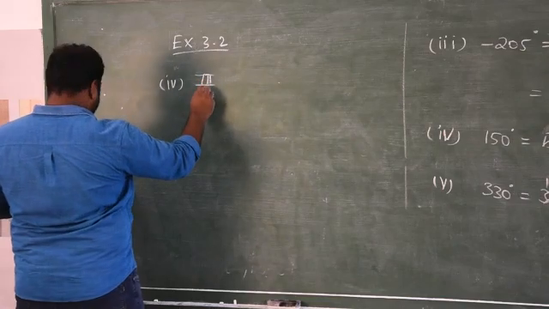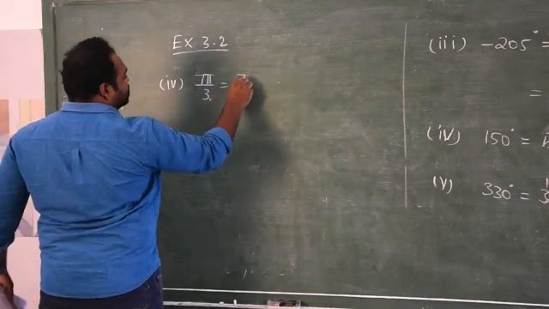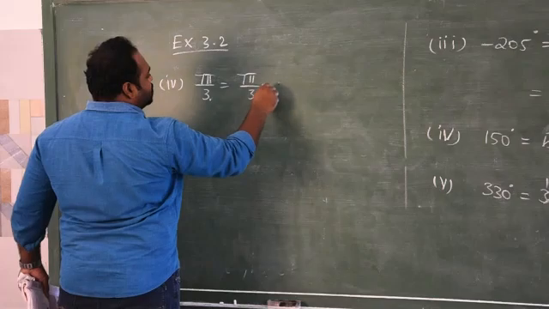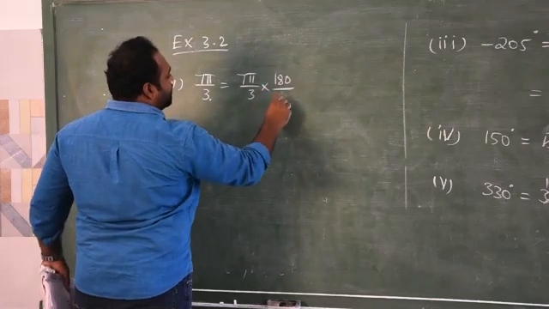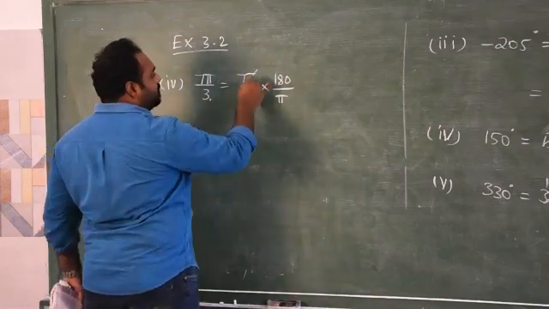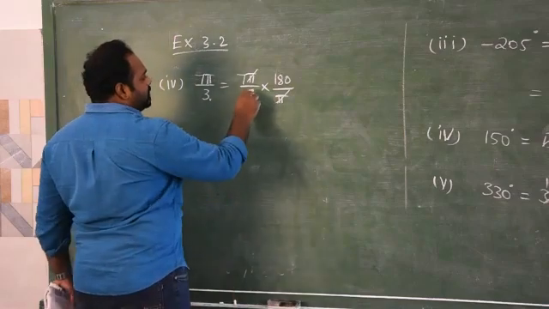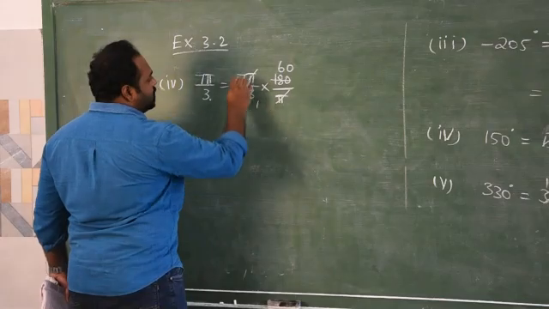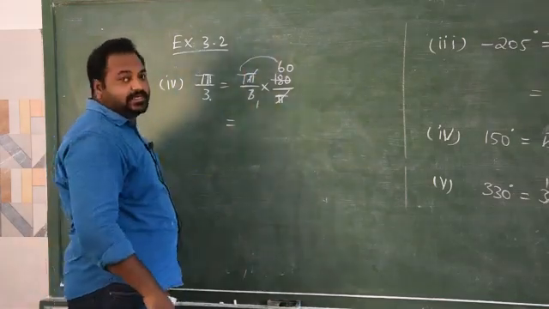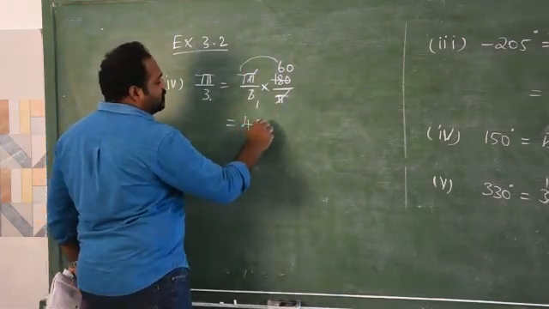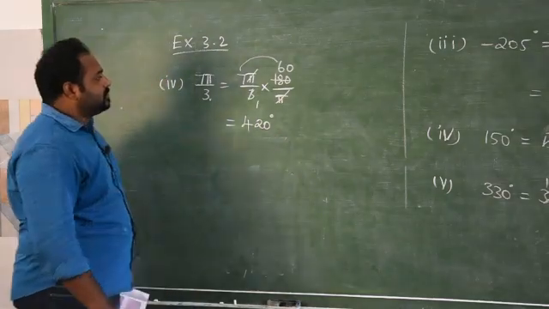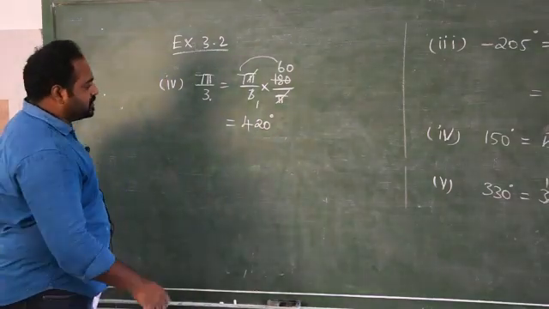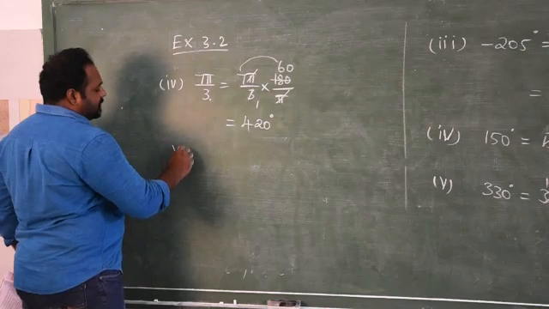Next, question number 4. 7 pi by 3 equal to 7 pi by 3 into 180 by pi. So here automatically pi will be cancelled. Then 3 ones are 3, 3 twos are 6, 60. 7 into 60, 420 degree. 7 sixes are 42, then 0, so 420 degree.